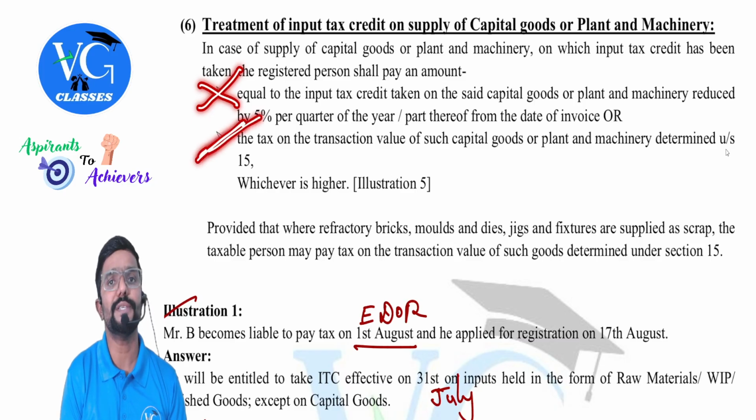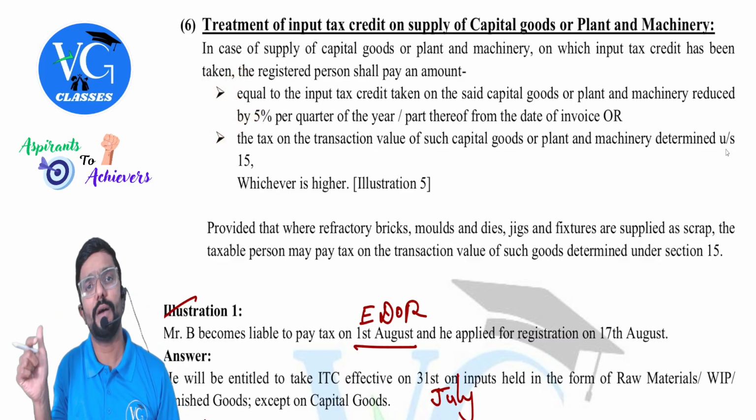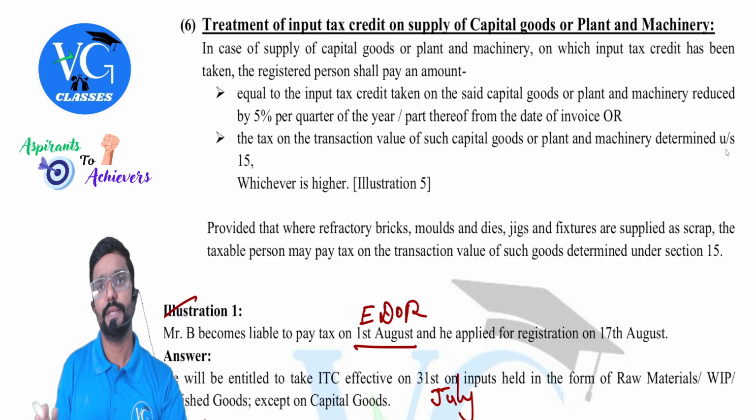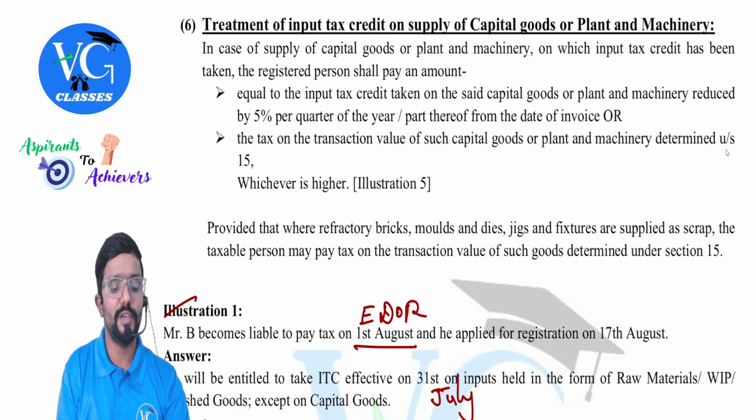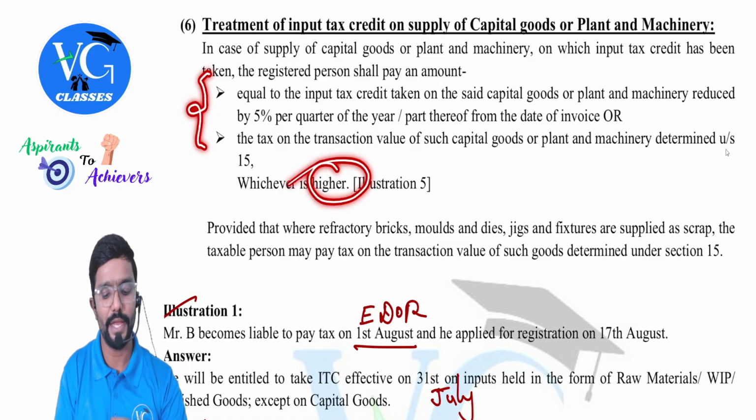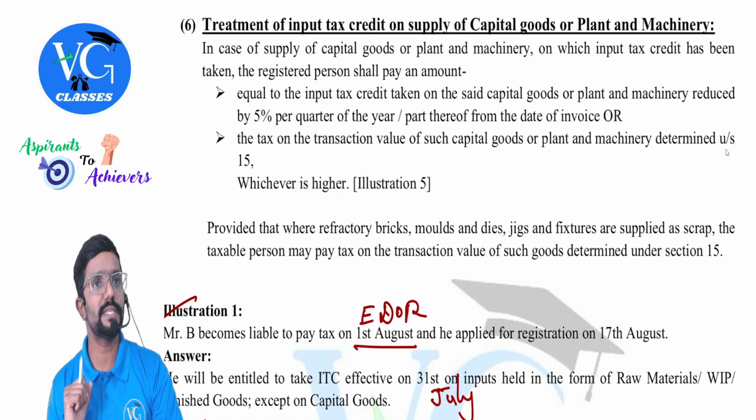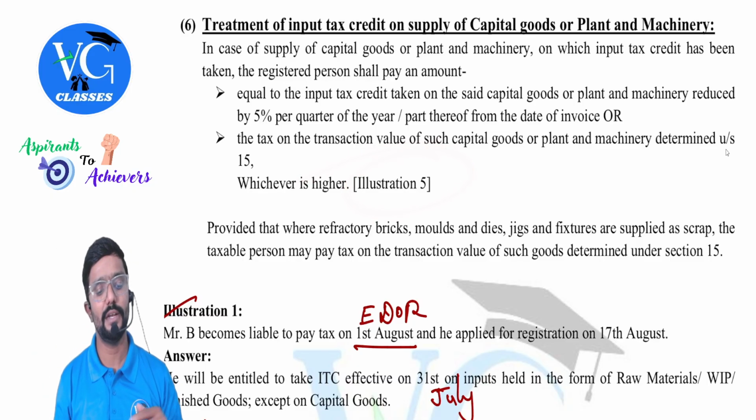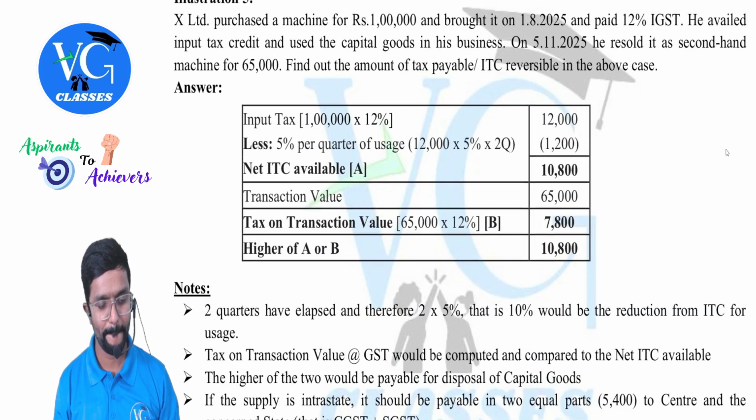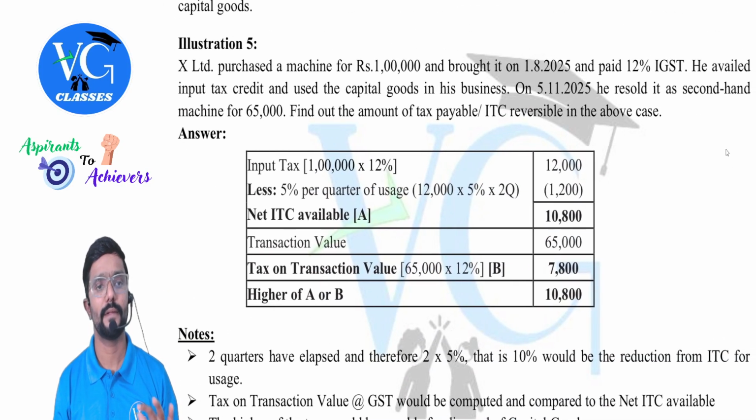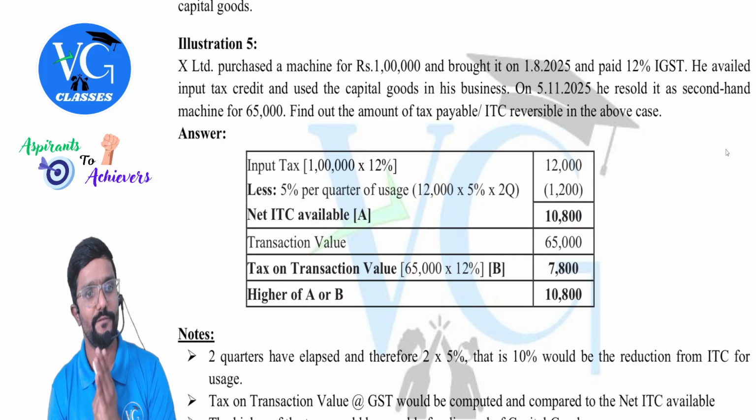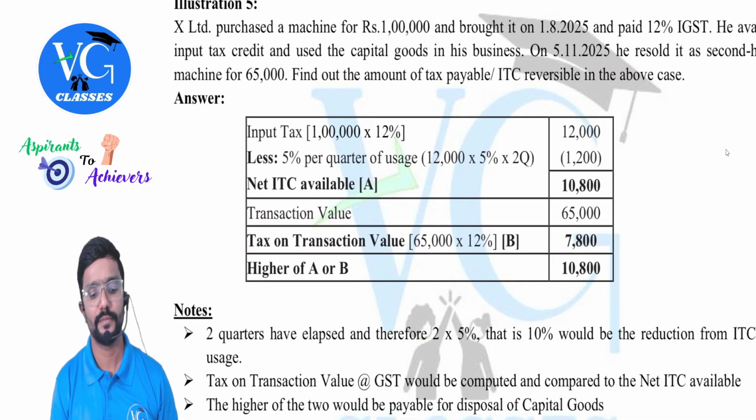Straight away, we will follow only this. Whatever is the sale value, on that you calculate GST, just pay that. If it is any other capital goods, we need to check both and take whichever is higher, people. Take whichever is higher. Is that clear? Yes. One example I have given, illustration 5. Let us do it. Come to illustration 5. Let me read it.